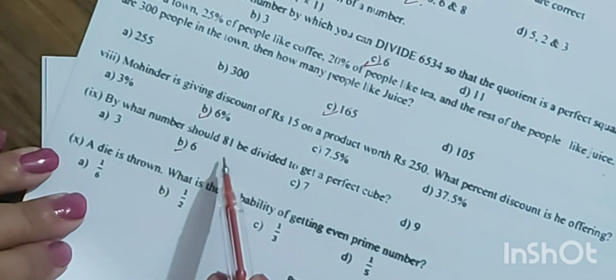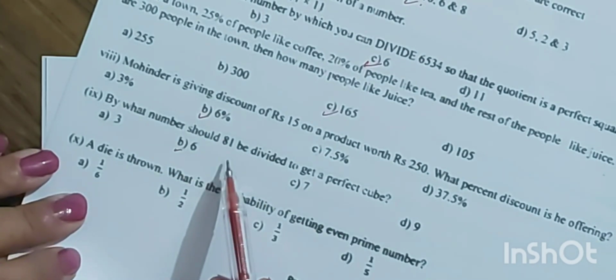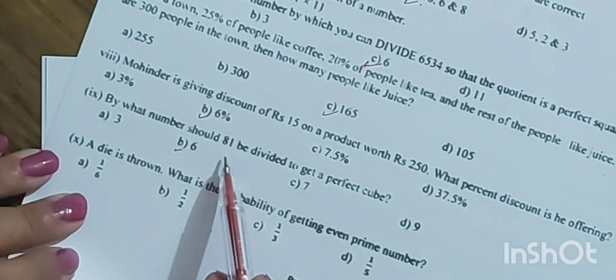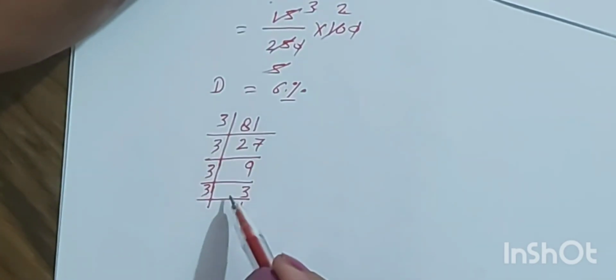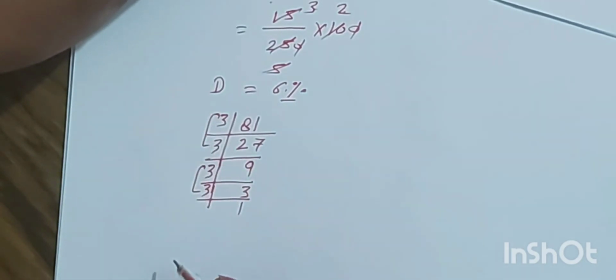By what number should 81 be divided to get a perfect cube? So first of all, just find out prime factors of 81. Okay, so 81 is divisible by 3. 2 times 3 is 6 and 7 times 3 is 21. 9 times 3 is 27. 3 times 3 is 9 and again 3 times 3 is 1. Okay, so these are prime factors of 81.